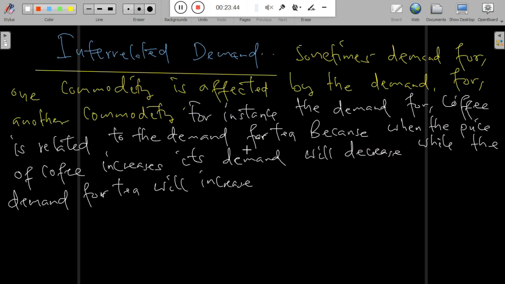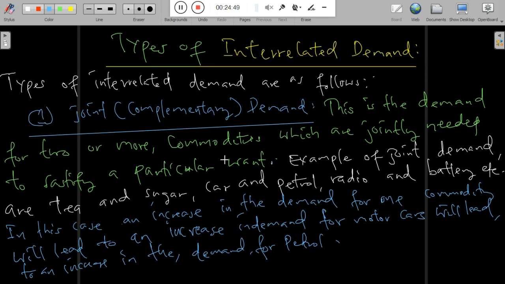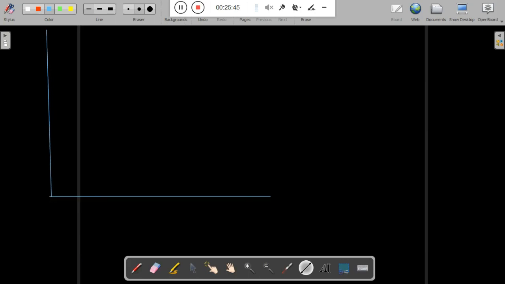Interrelated demand. Sometimes demand for one commodity is affected by the demand for other commodities. For instance, the demand for coffee is related to another demand. An increase in demand for one commodity will lead to an increase in demand for another. For example, an increase in demand for motor cars will lead to an increase in demand for petrol. There are different types of interrelated demand, including joint or complementary demand. This is the demand for two or more commodities which are jointly needed to satisfy a particular want. Examples of joint demand are tea and sugar, car and petrol, radio and battery, etc.